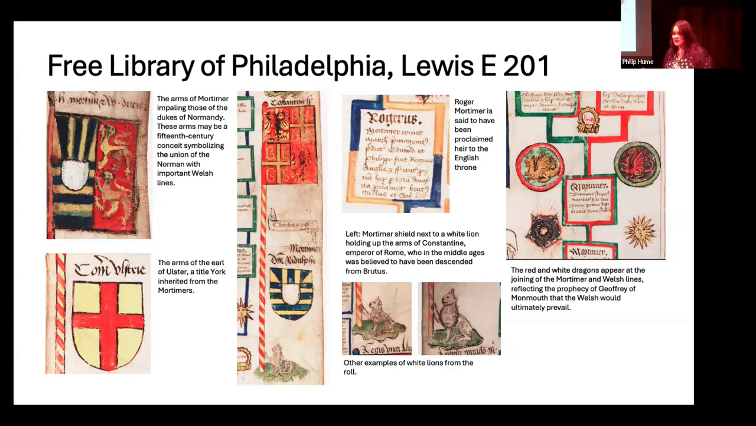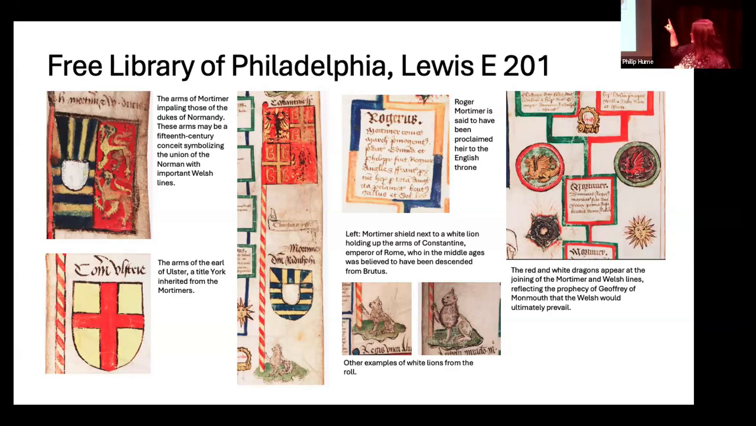The Mortimers were also seen to be descended from Brutus at this time, so there's clear visual imagery to remind us of these claims of the Mortimers themselves, not just of the Clarence element of their descent. You've also got an interesting little textual element within Roger Mortimer's square on this roll, which notes that he was proclaimed heir to the English throne by Richard II. So again, emphasising that the Mortimers were the legitimate heirs to the throne.